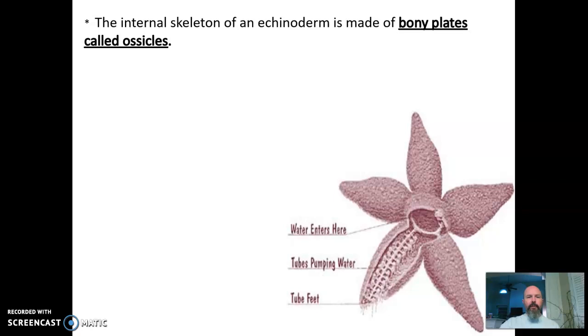The internal skeleton of an echinoderm is made up of bony plates. There are little overlapping plates that are in the skin of the sea star. One of our dissections is supposed to be looking at a sea star, so if you get to look at the internal surface of the skin, and you can even see parts of it sticking out, you'll see these little bony plates that kind of overlap, and connected to those little bony plates are sometimes little calcium spines that stick out.